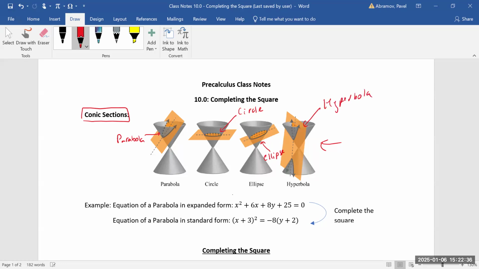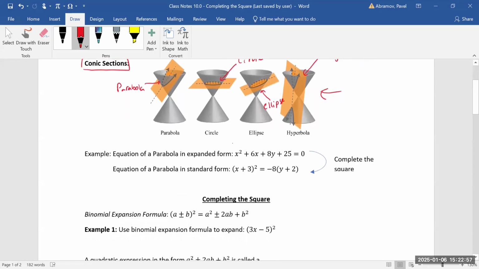So through the course of our next unit, we will talk about all of these conic sections in detail, and we'll discuss the applications. There are a lot of very important applications, but before we discuss these conic sections in detail, we have to learn how to complete the square. Here's the reason why we need to do this.